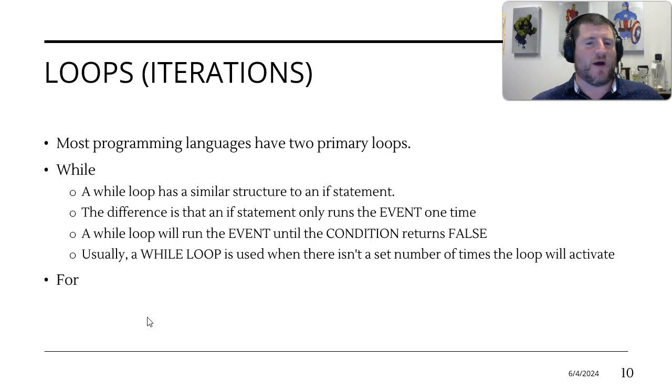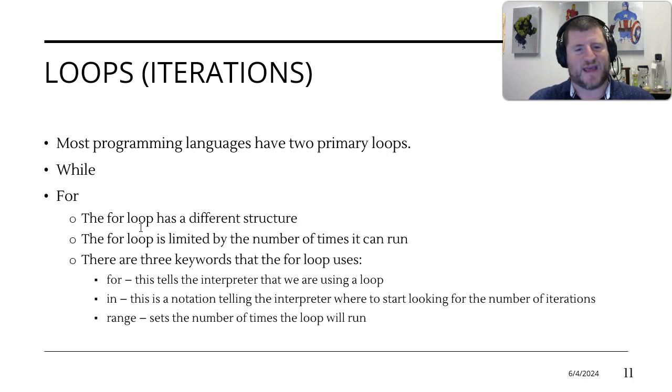The idea of a while loop is generally that the programmer or the code doesn't necessarily know exactly how many times the loop is going to activate. It could activate 5 times or it could activate 5,000 times, but the while loop can manage that. It doesn't matter how many times: while the condition is true, the event happens over and over and over again. A for loop, in contrast to that, has a different structure.